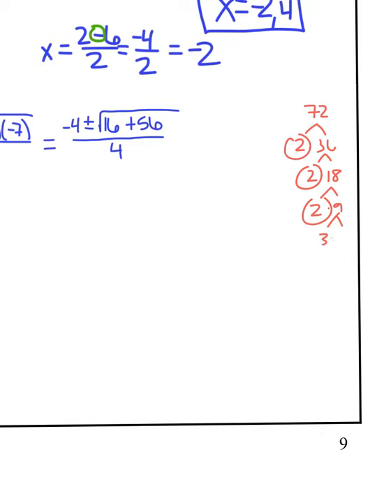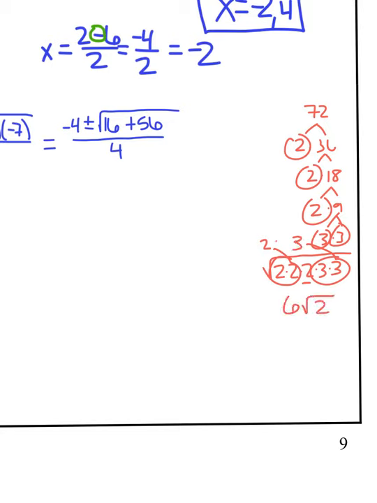And then 9 is 3 times 3. So if I was going to write this as a radical, I'd have 1, 2, 3 2's. So 2, 2, 2, and then 3 3's, or 2 3's, sorry. So I have a group of 2's that gets to come out. That 2 stays underneath. And I have a group of 3's that gets to come out. And 3 times 2 is 6 square roots of 2. So my square root of 72 simplifies to 6 square roots of 2.